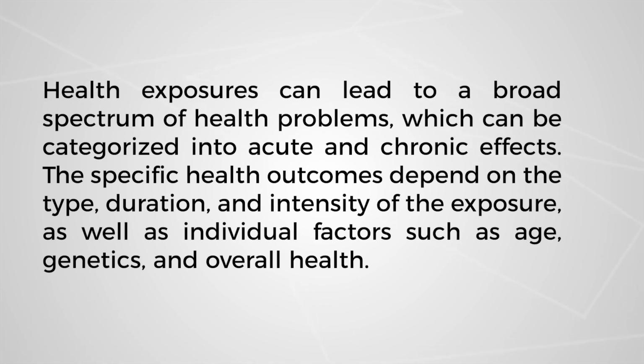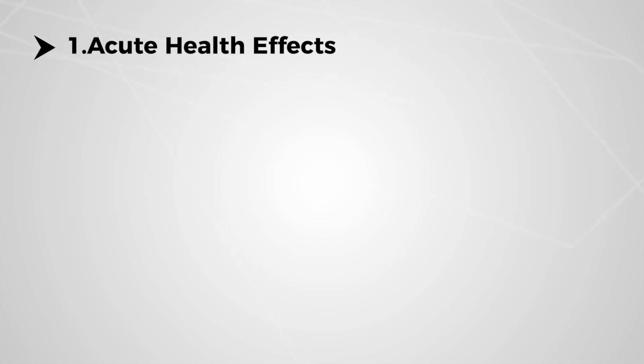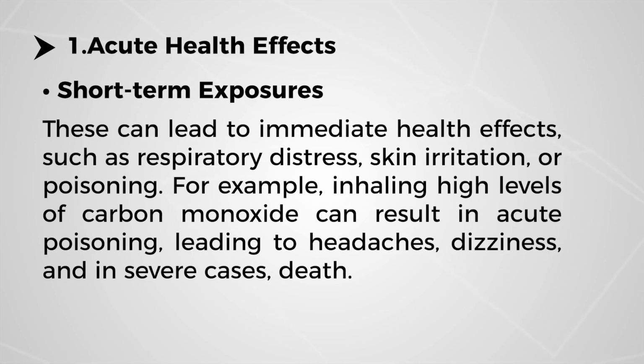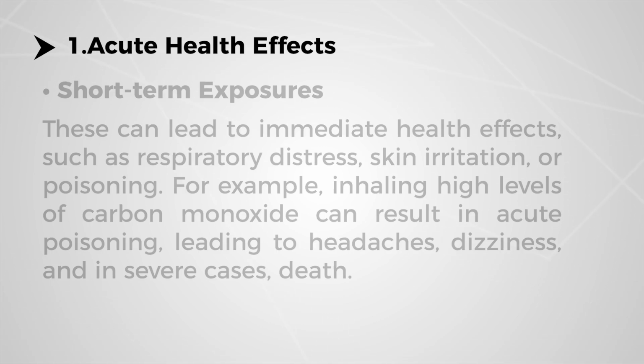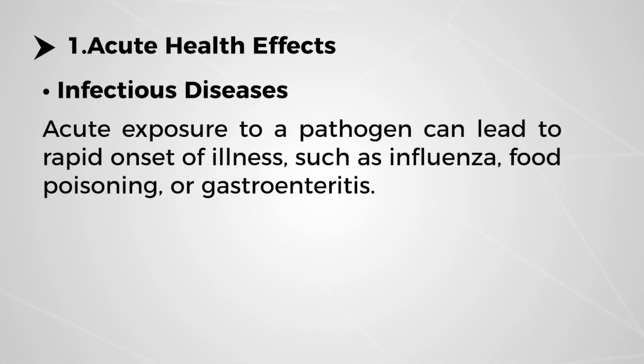Health exposures can lead to a broad spectrum of health problems, which can be categorized into acute and chronic effects. The specific health outcomes depend on the type, duration and intensity of the exposure, as well as individual factors such as age, genetics and overall health. Let us have examples, like acute health effects. Short term exposure can lead to immediate health effects such as respiratory distress, skin irritations and poisoning. Another factor is infectious disease: acute exposure to pathogens can lead to rapid onset of illness such as influenza, food poisoning and gastrointestinal illness.